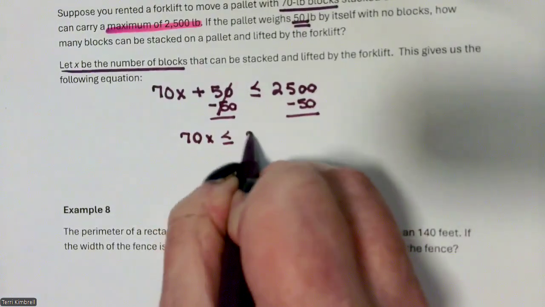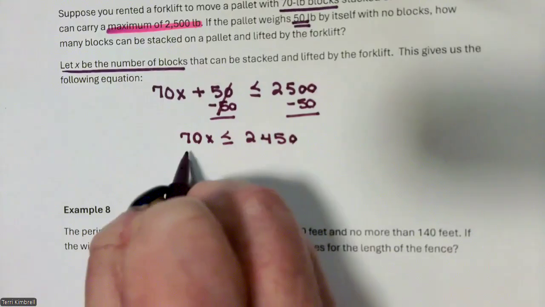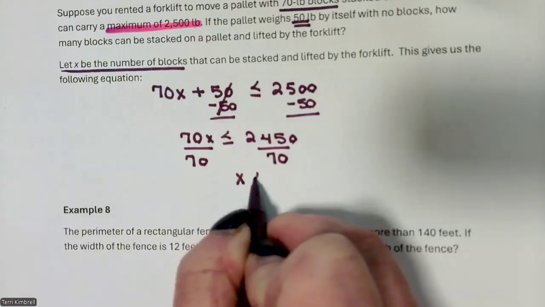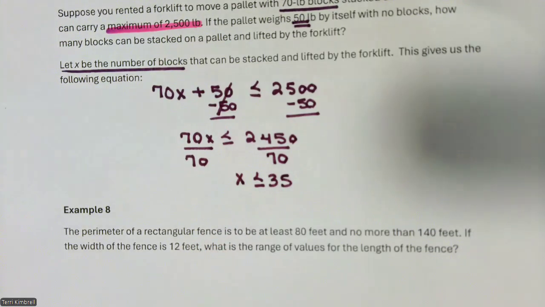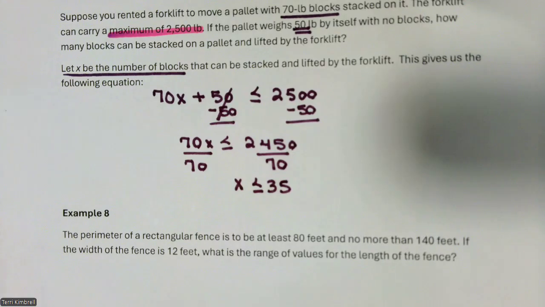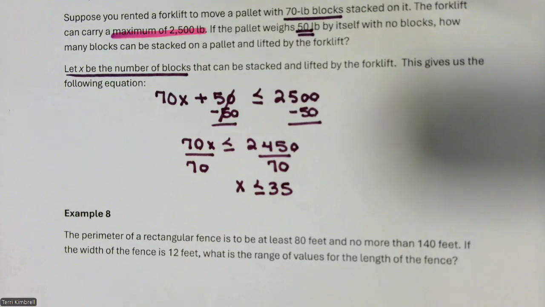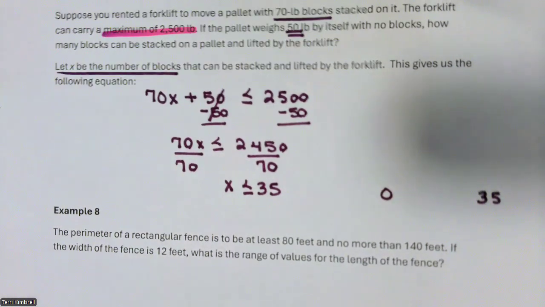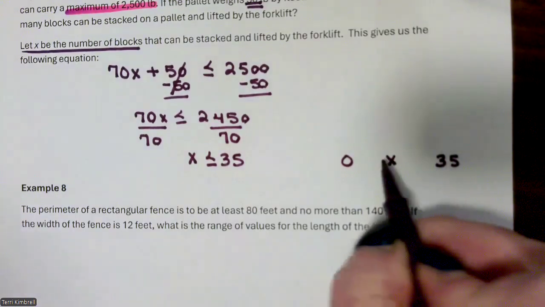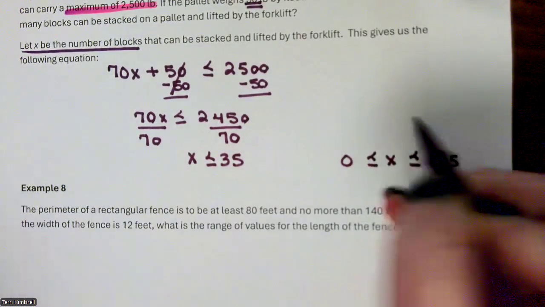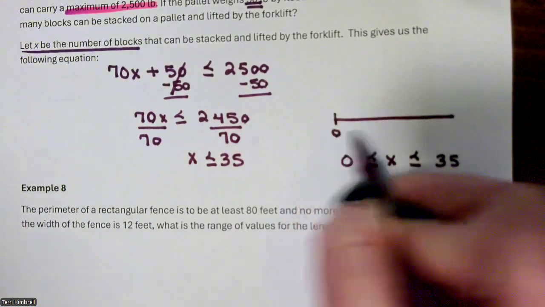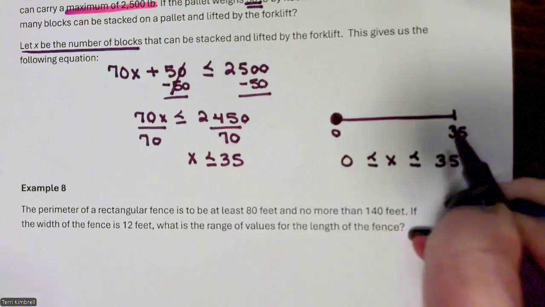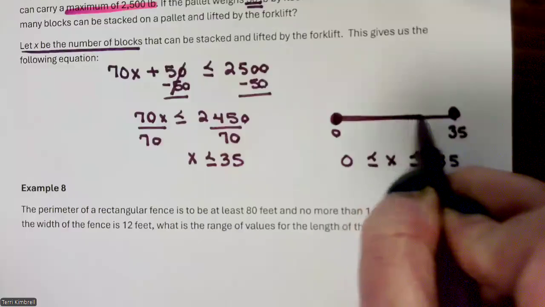That'll be 2,450. Divide by 70. So that would be 35 blocks or less, okay? So your answer would be somewhere between 0 and 35 blocks, because you wouldn't have negative blocks. So you could carry somewhere between 0 and 35. 0 works, 35 works, and anything in the middle.